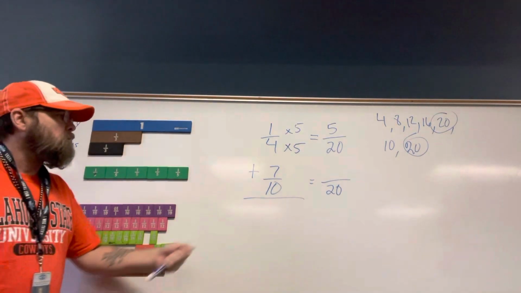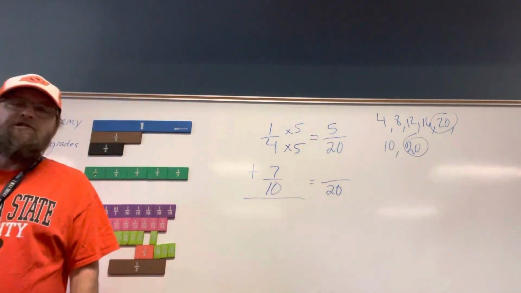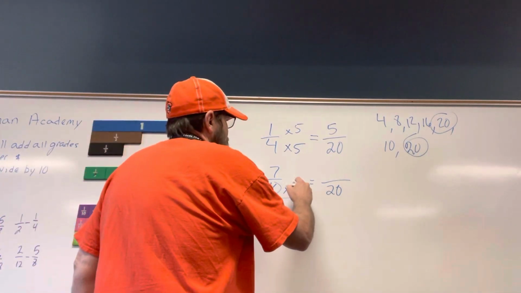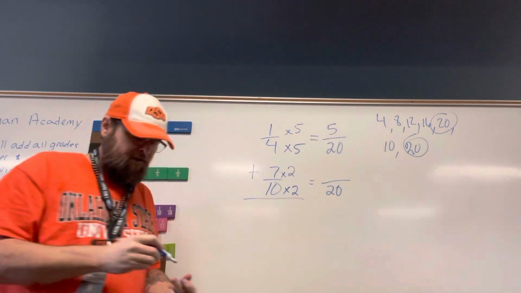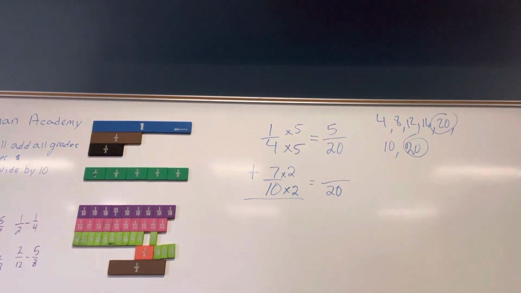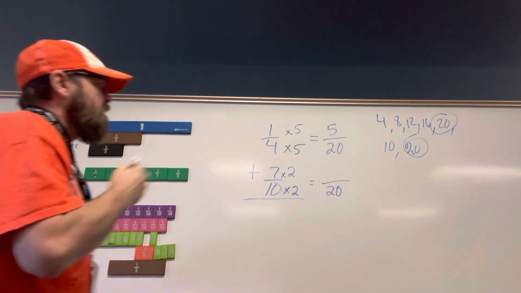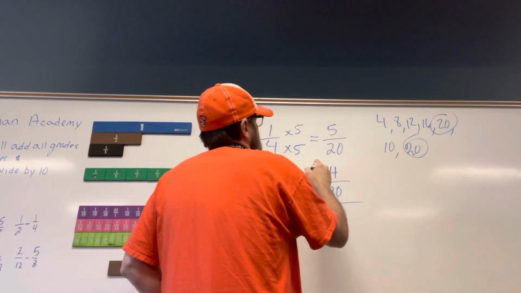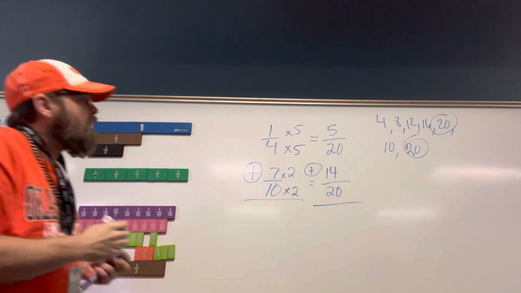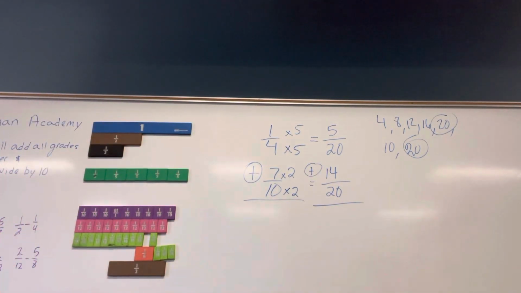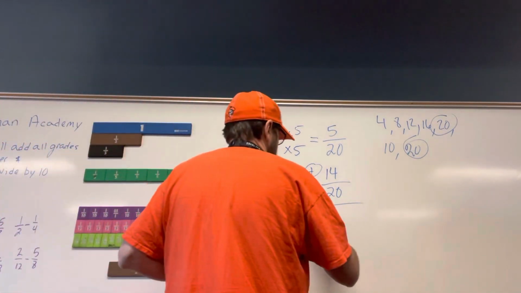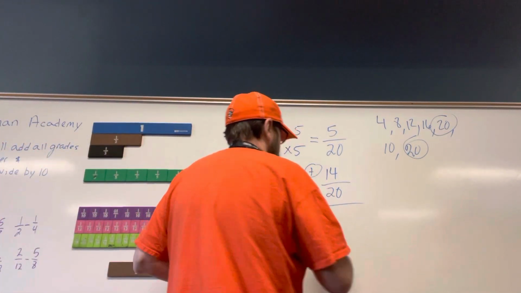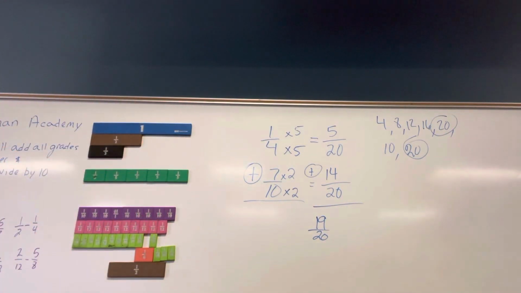All right, Dax, what do I multiply by 10 to get 20? 2. If I multiply this by 2, I must also multiply this by 2. And Dax, 7 times 2 is? 14. I check my sign. It is addition. I have 5 20ths plus 14 20ths. Emma, what does that equal? 19 20ths. And I've already told you, if your numerator and denominator are within 1 of each other, you can't simplify it.